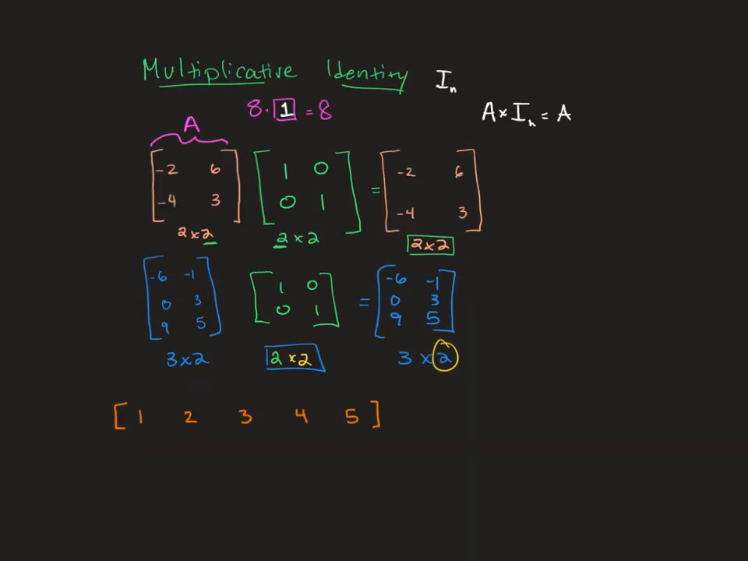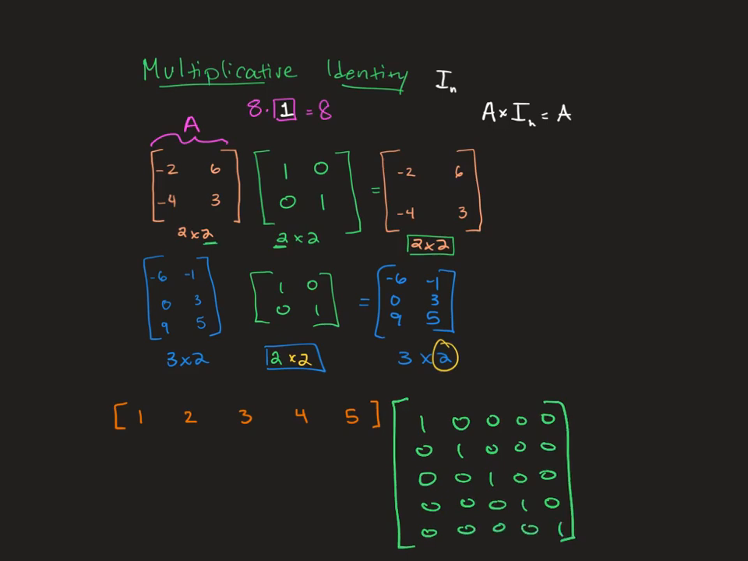And again, it does not have to be square. In this case, if I have a matrix that is literally a 1 by 5, it will work. You're going to end up multiplying by a 5 by 5 matrix, and that matrix is going to be this one. So it just has to have those ones down the diagonal.